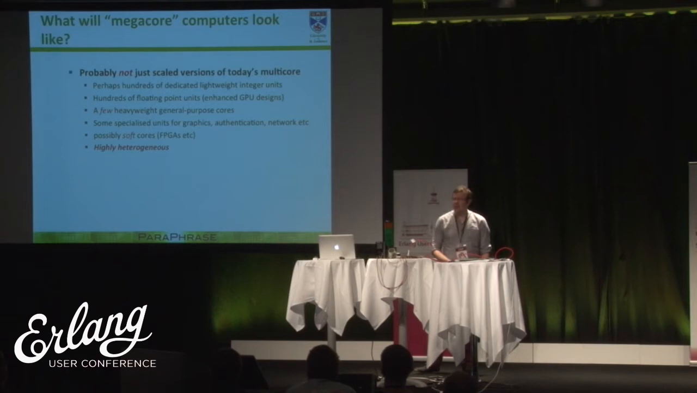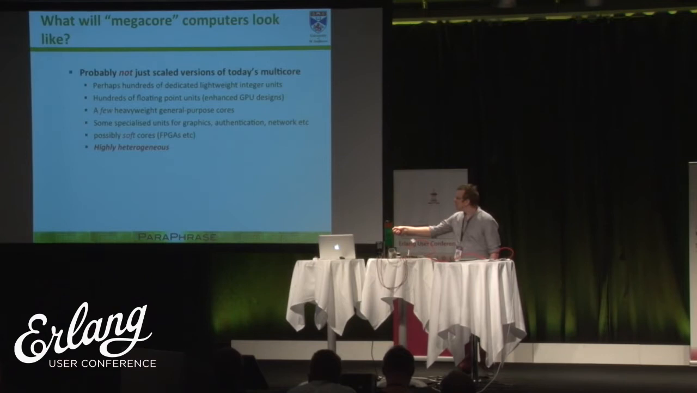They're probably not just going to be scaled versions of today's multicore. You probably get a kind of device that maybe has hundreds of dedicated integer units. Again, hundreds of floating point units. So this is kind of like a GPU, but perhaps a bit more enhanced than a GPU. You probably only have a very few heavyweight cores. So only a very small amount of the computer will be taken up by very heavyweight general purpose cores. And we'll still get specialist units for graphics, networking, authentication. We may even get some soft cores, these programmable kinds of hardware you see a lot these days, like FPGA. But the real message is they're going to be massively heterogeneous.